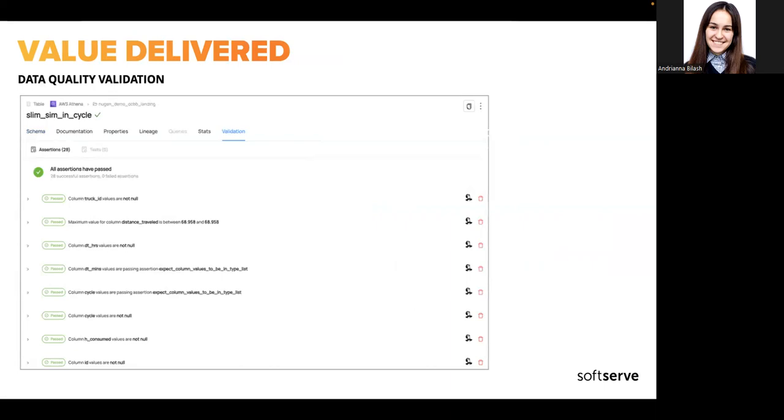Data validation was integrated into DataHub, and you can see that for a single entity called Slim Siemens Cycle, there were a bunch of validations. For example, the track ID values should not be null, or a maximum value for the column distance travelled should be between two numbers. And there are many, many other checks that were running. You see that they are all green, which means the customer is getting high quality data.